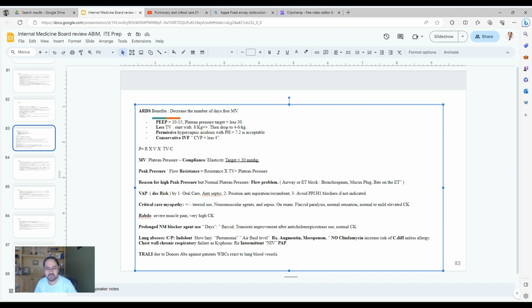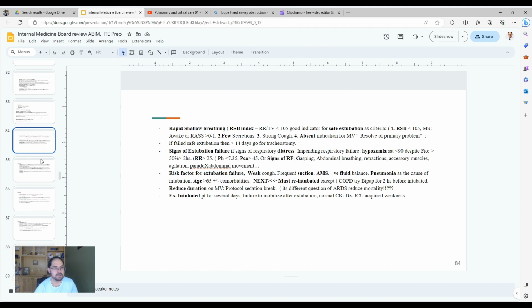The questions about kyphoscoliosis and how to treat their chronic respiratory failure: it's the use of non-invasive ventilation with positive pressure. A question about TRALI. Maybe they ask you about the physiology, how this happens after blood transfusion, transient pulmonary edema, usually due to donor's antibody against the patient's white cells.